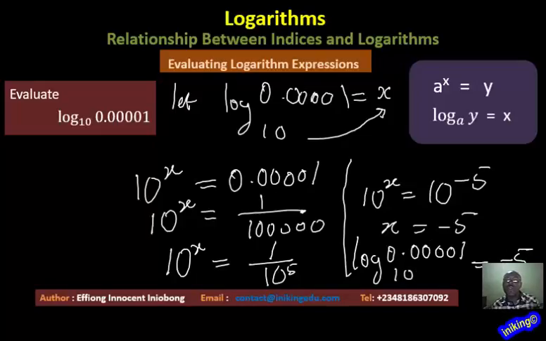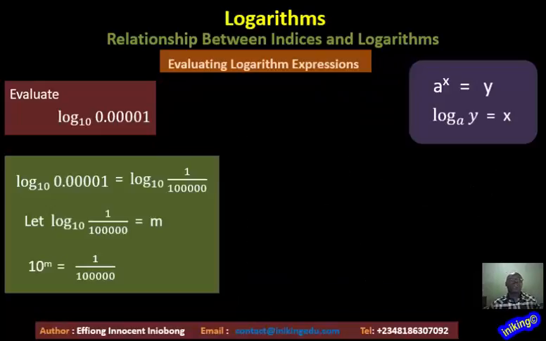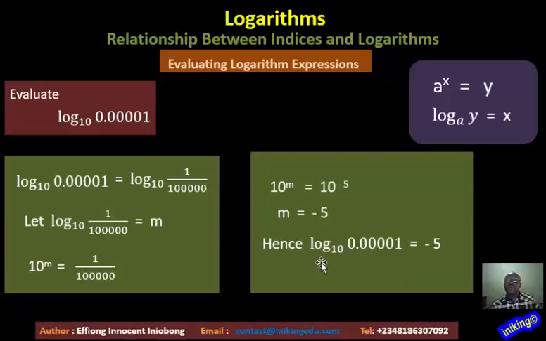Sorry about the delay here. Wasn't too sure about this. So that's it for them. Here we have it again. 10 raised to the power m is equal to this. Of course, this will give us 10 raised to the power minus 5. Yeah. And we have it there. And the log of 0.00001 is minus 5.